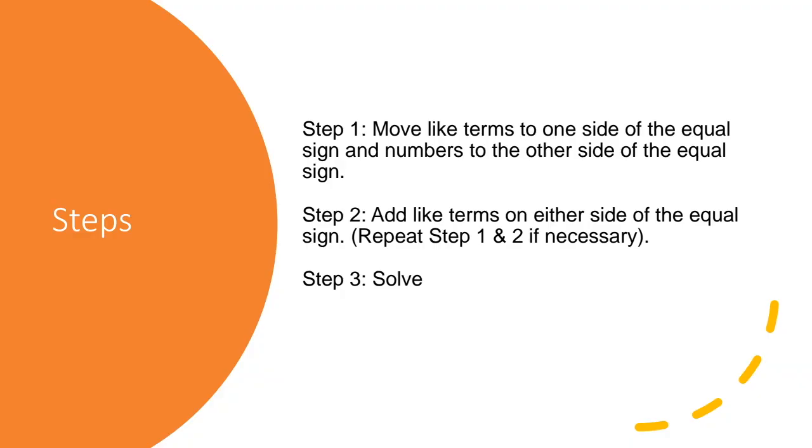So our steps in these equations are to move all of our like terms to one side of the equal sign. You can either move it to the left or the right, it doesn't matter, as long as you're moving all of your variables to one side and then all of your numbers to the other side. So we want our variables on one side and our numbers on the other. Once we've done that, we can add our like terms. So we're going to combine our variables on one side, and then we're also going to combine our numbers, or our constants, on the other side. And we can repeat these steps if necessary, and then we solve.